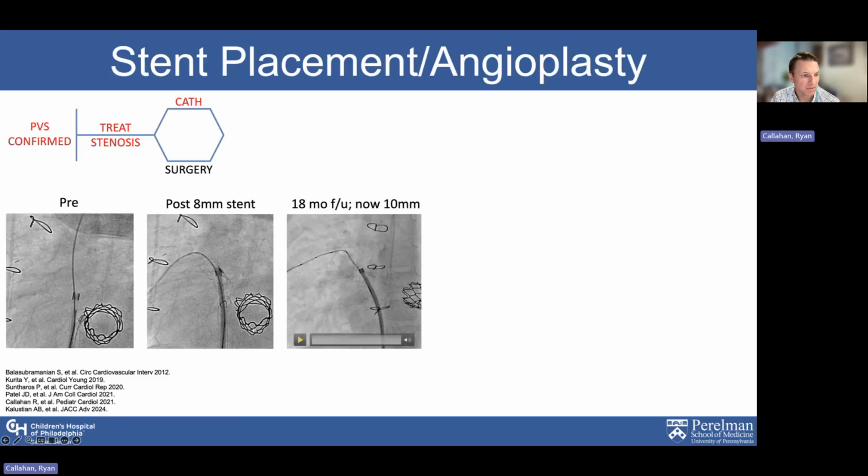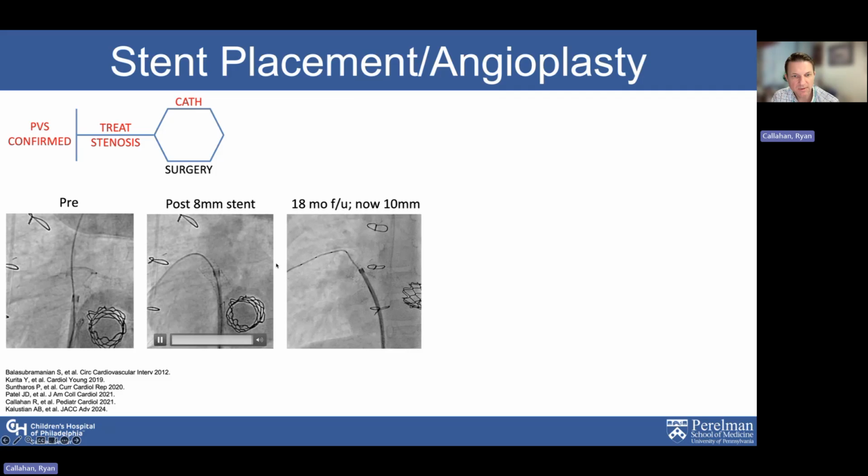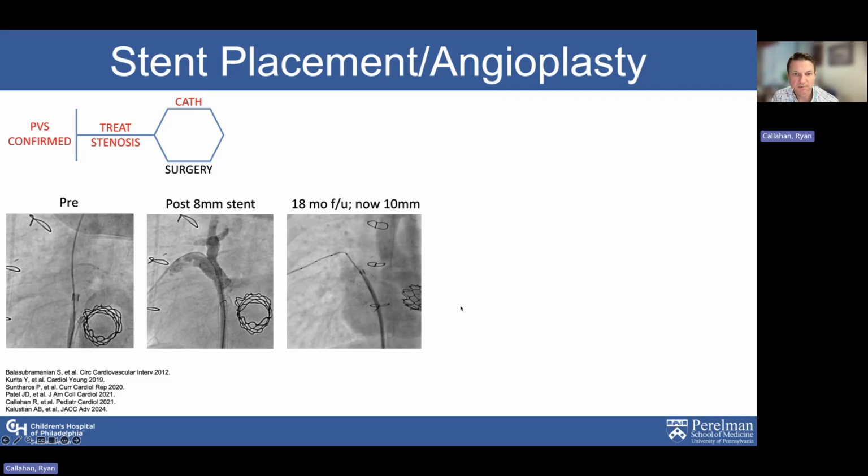Large veins, at least 8 millimeter diameter, there's less in-stent restenosis. And so here's an 8 millimeter stent going in, and then follow up here is now a 10 millimeter stent.